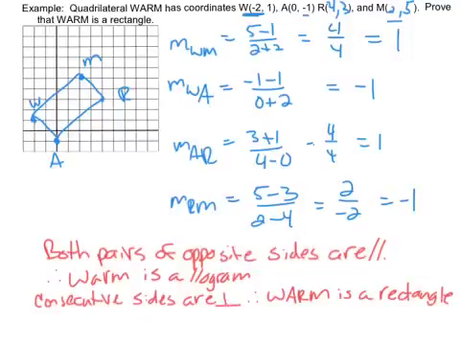So all we had to do to prove it was calculate the four slopes. Again, that's the most efficient way to prove that something is a rectangle.